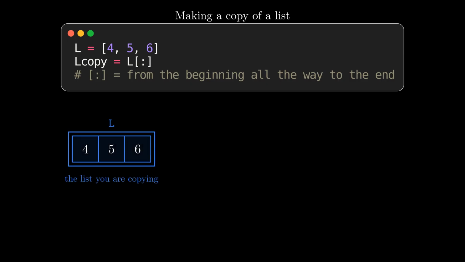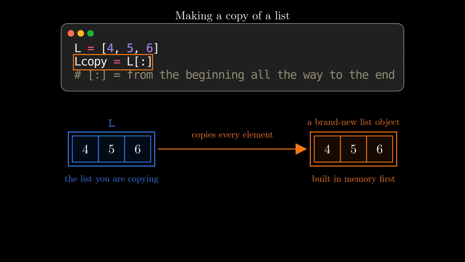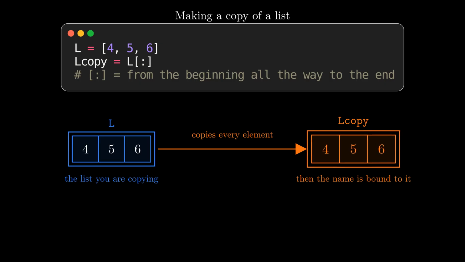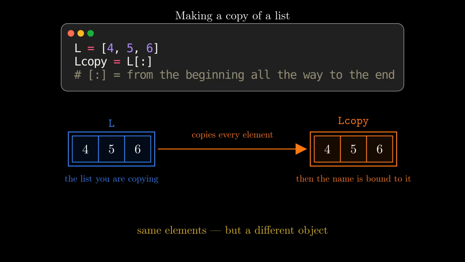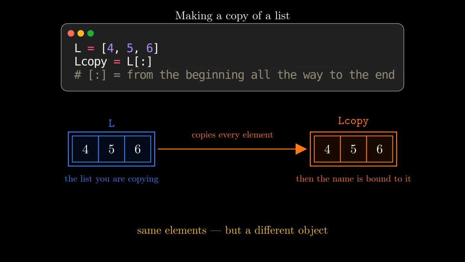Behind the scenes, it creates a brand new list object in memory and copies over every single element from the list you're copying. The syntax is a pair of square brackets with a colon inside them. Suppose you already have a list named L. You write L, then square brackets with a colon inside, and assign the result to L_copy. Python builds the new list in memory first, then binds that new list, which has exactly the same elements as L, to the name L_copy. The colon with nothing on either side means from the beginning all the way to the end.